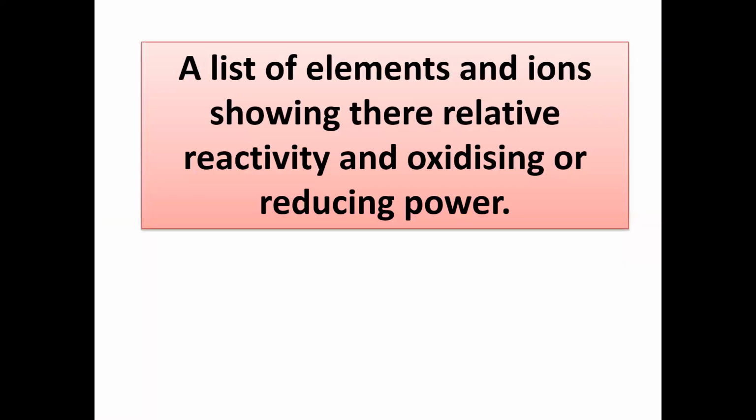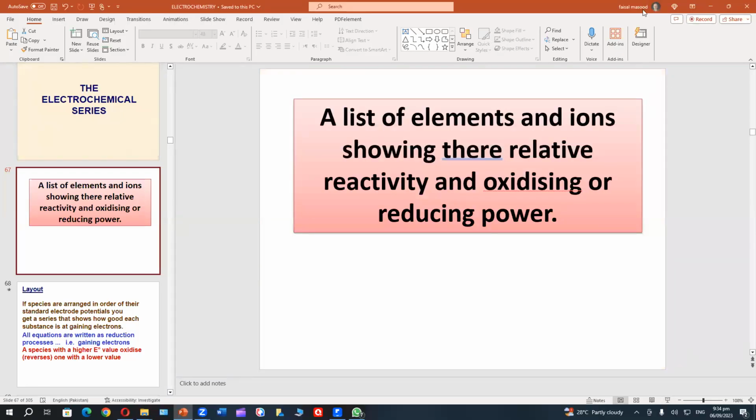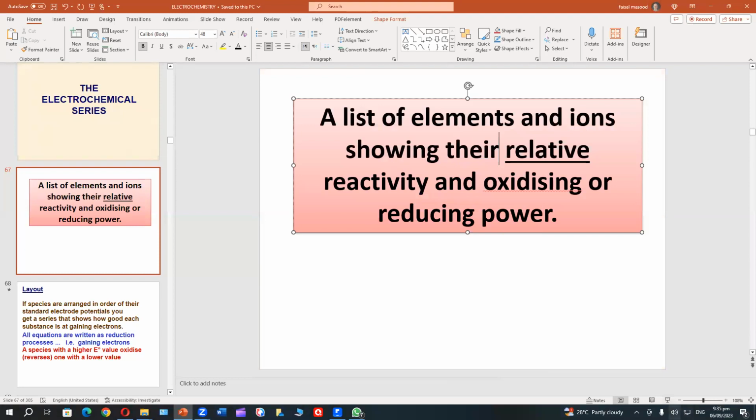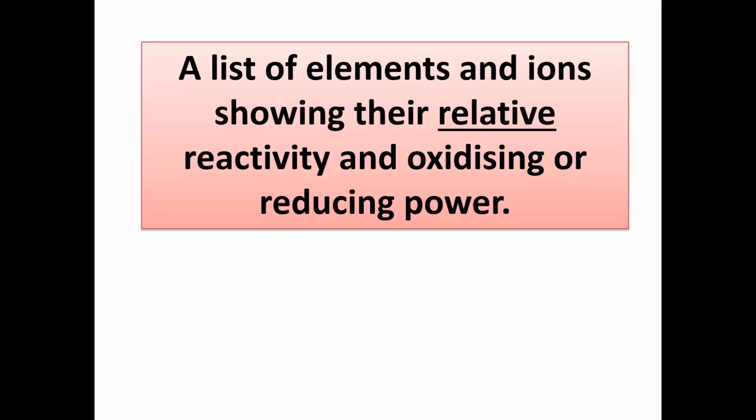Now, we have to see how we define this series. It's a list of elements and ions showing their, focus on this word, showing their relative reactivity and oxidizing or reducing power. As already mentioned, chemistry is actually a type of relative measurement, starting from chemistry's first table, the famous periodic table, which is also relative. Why is it relative? Because we call it relative atomic mass, relative molecular mass. So chemistry somehow is full of relative measurement. That is why in chemistry results sharply vary if you do the experiment in another lab in some other conditions. Now you have to copy this screen.